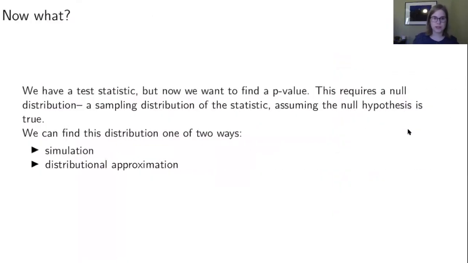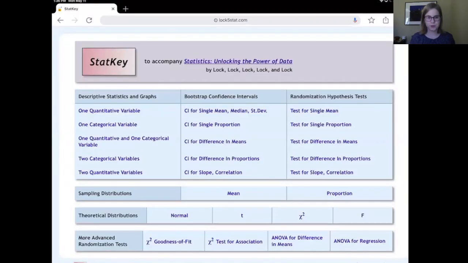And now that we have a test statistic, we're going to need to find a p-value. Again, we could use a randomization distribution, or we could use a chi-square distribution. And I'm going to show you how to do both of those. So we're going to start by doing simulation in StatKey. So let's go to StatKey. This time we're looking for a chi-square test for association.